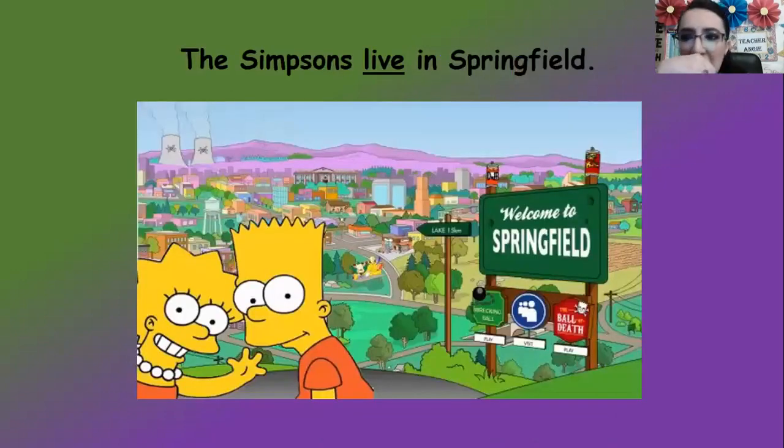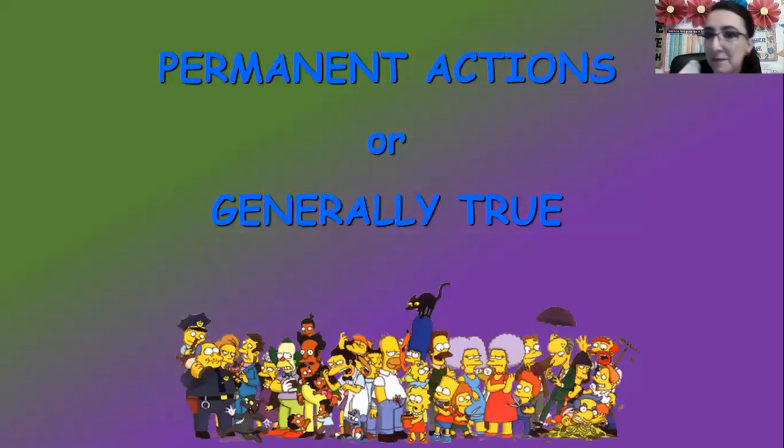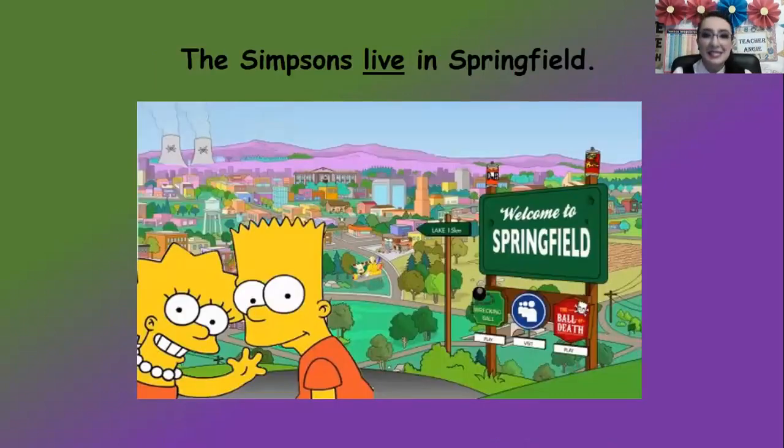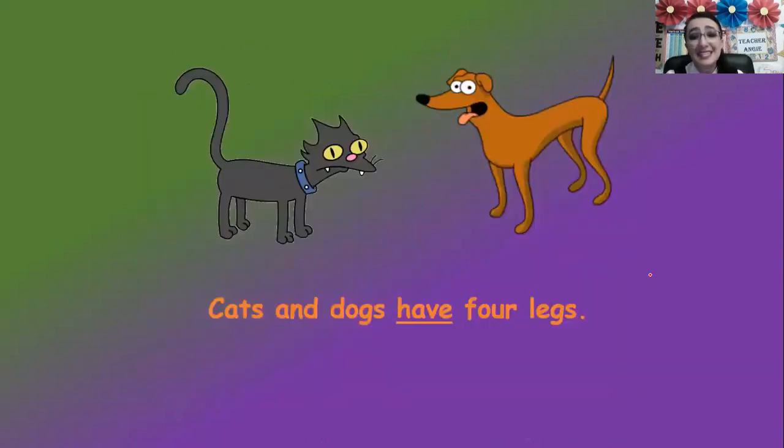Look at this. Exactly. The Simpsons live in Springfield. This is a permanent action or generally true. The Simpsons live in Springfield. Or cats and dogs have 4 legs. Permanent actions or generally true. These are examples. And as you can see, everything is going to be in present.